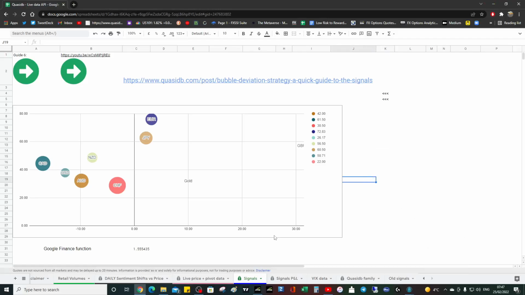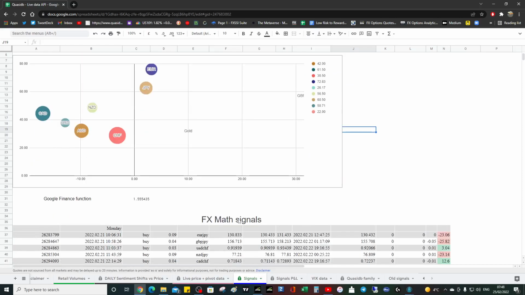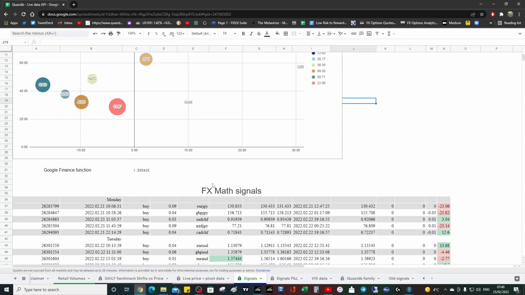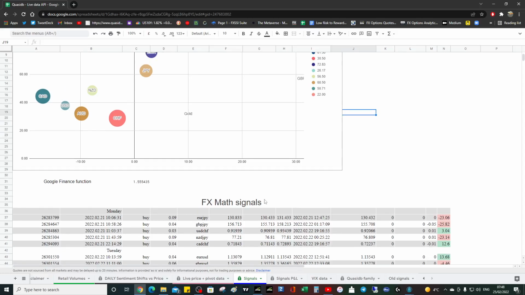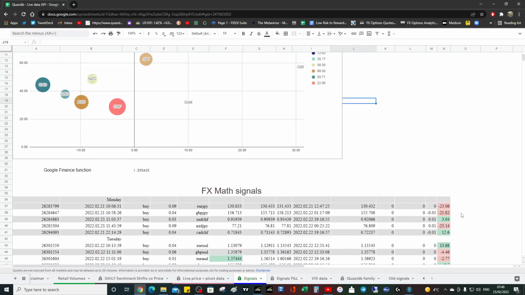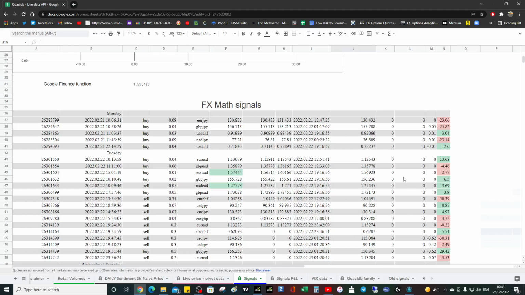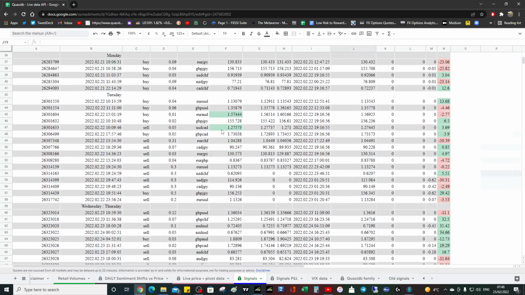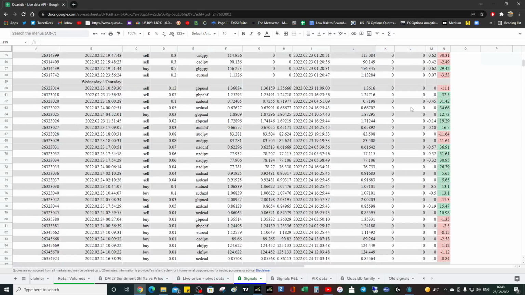Alright, morning guys. What we'll do, we'll put the FXMath signals in here, and we'll do this on a weekly basis, just so you can get an idea of how well they're doing. Ideally, you'd combine the signals with the sentiment. However, this week was very fundamentally risky, so this might not be a true reflection of next week. But considering the geopolitics, we actually did quite well.